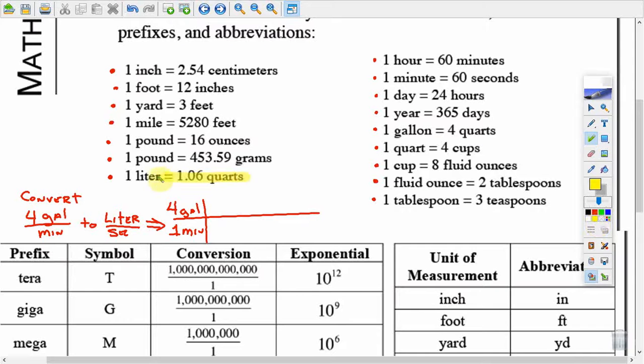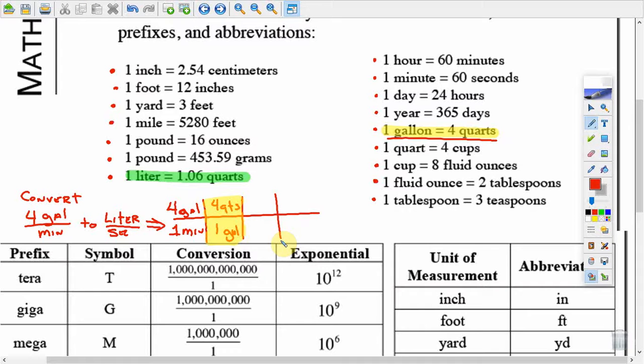Well, right away I see 1 liter is 1.06 quarts. 4 quarts is 1 gallon. So those two are going to help me get from gallons to liters. I want gallons to cancel. I have gallons on the top of the fraction bar. I need gallons on the bottom of the fraction bar. So I'm going to use 1 gallon is equal to 4 quarts. I'm going to use this conversion factor right in here.